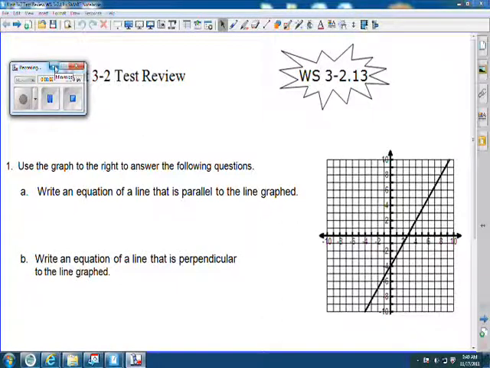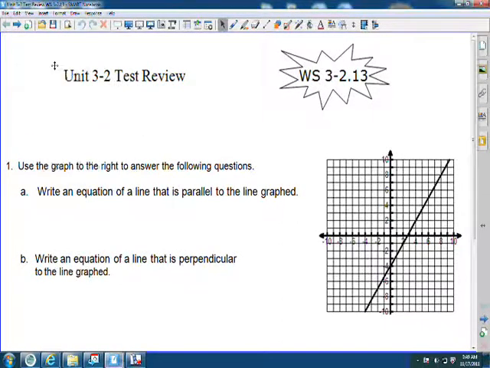This is a review that's going to go over 3-2, the whole test over slope and y-intercept, parallel, perpendicular lines. So the first problem says, use the graph at the right to answer the following questions. Write an equation of a line that is parallel to the line graphed.